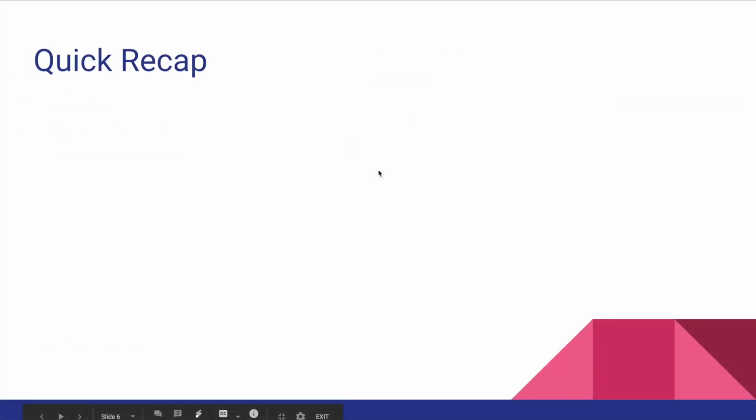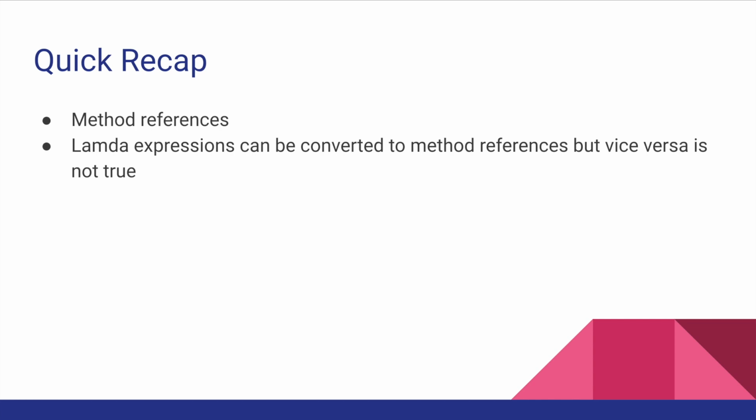Let's do a quick recap. So first of all, we learned about method references and saw how they can simplify the syntax of lambda expressions even further, and that lambda expressions can be converted to method references, but vice versa is not true. Just remember that whenever a lambda expression is just used as a pass-through, it can be further simplified by using a method reference. And finally, we saw different forms of method references with some demos. I hope you are in a better shape to write method references.